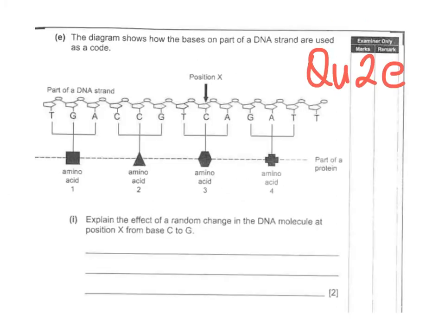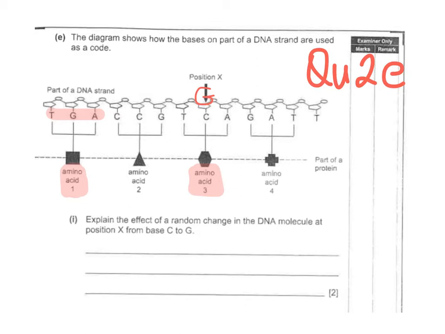Question 2E showed us part of a DNA strand, and it said, explain the effect of a random change in the DNA molecule at position X from base C to G. So if we had T, G, A, if you look along there, well, T, G, A, we get amino acid 1. So instead of having amino acid 3, you would have another amino acid 1. So you get 1 mark for saying that amino acid 3 changes or is replaced by amino acid 1.